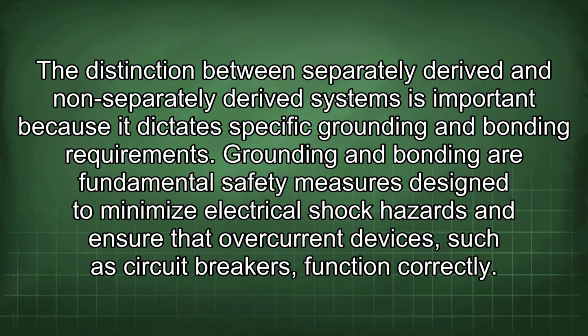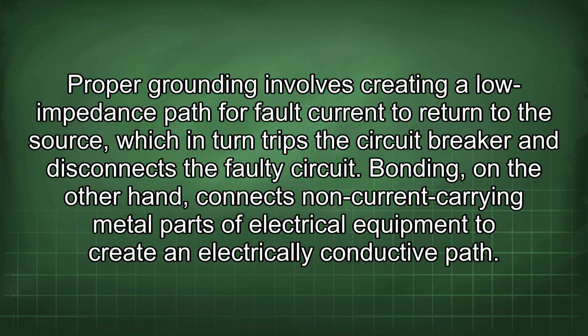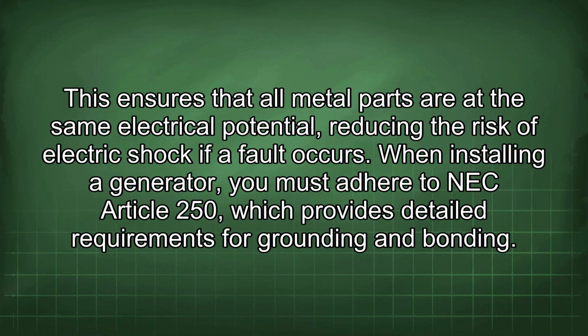Grounding and bonding are fundamental safety measures designed to minimize electrical shock hazards and ensure that overcurrent devices, such as circuit breakers, function correctly. Proper grounding involves creating a low impedance path for fault current to return to the source, which in turn trips the circuit breaker and disconnects the faulty circuit. Bonding, on the other hand, connects non-current carrying metal parts of electrical equipment to create an electrically conductive path. This ensures that all metal parts are at the same electrical potential, reducing the risk of electric shock if a fault occurs.